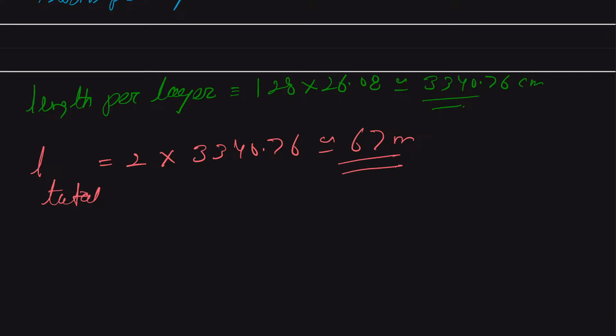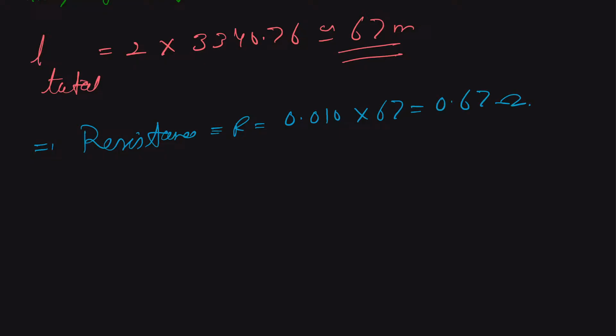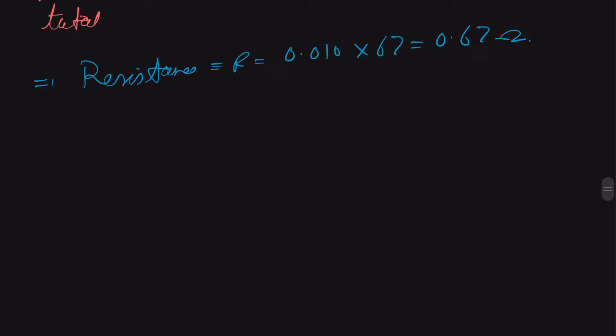So now we can easily find out our resistance. Therefore, we can say our resistance R, and we are given a per meter resistance, that is 0.010, multiplied by the total length, that is 67. So this comes as 0.67 ohms, and it is connected to a 50 volt source. Therefore, we can say the current I is equal to 50 over 0.67, which gives us approximately 75 amperes.